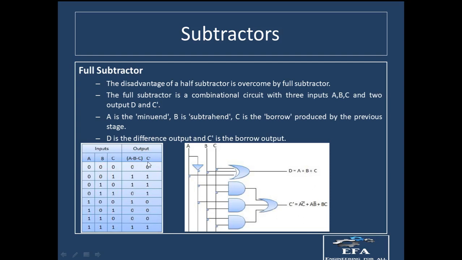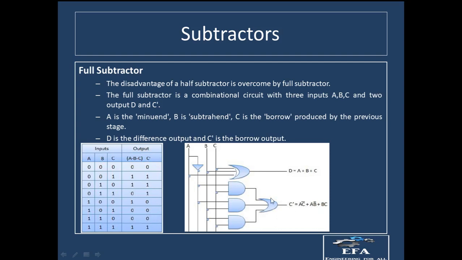Okay, so after that, if you look at the borrow part, this borrow part will have three values. So it will be AC component plus AB complement plus AB complement plus BC. So this will be our output which we receive from the K map.